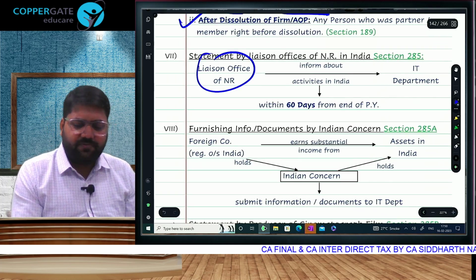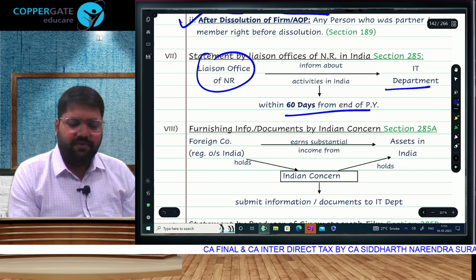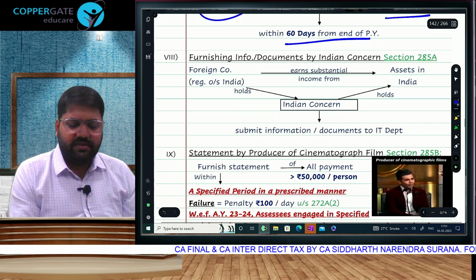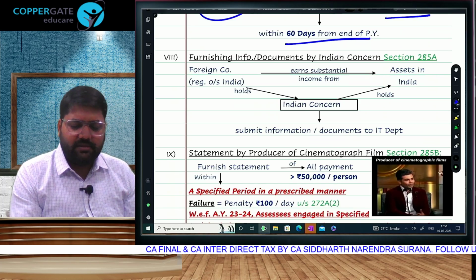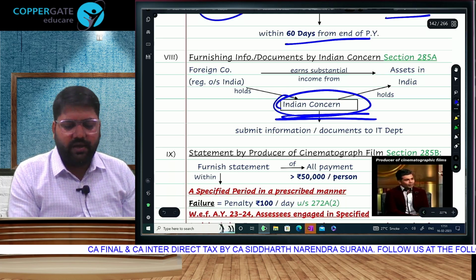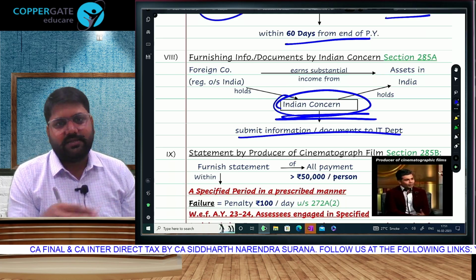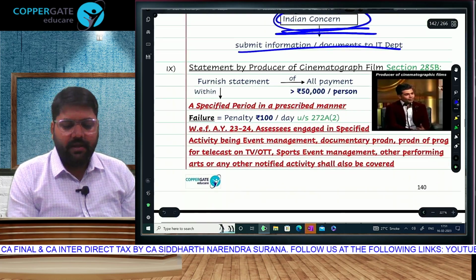Any liaison office of a non-resident has to inform the income tax department about its activities in India within 60 days from the end of the previous year. If a foreign concern is holding any ownership in an Indian concern, the Indian concern has to submit all the documents about change in ownership or any other transaction, otherwise a penalty is going to be applicable.